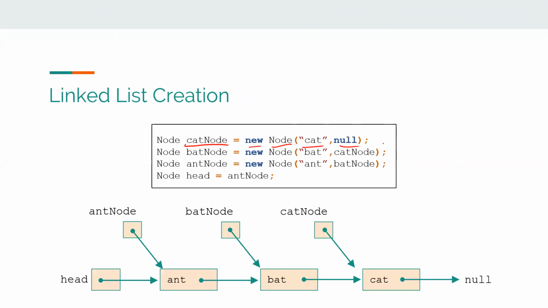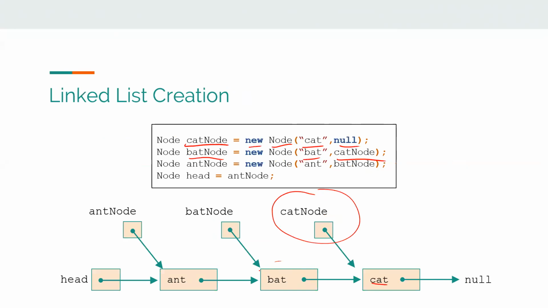And you can sort of visualize this like a reference variable cat node that has a reference to this object, which has this variable value data cat and a reference to null. And then you can make another node called bat node, which has the word bat in it, and it has a reference to the cat node in it. So that reference, we've been drawing these reference variables all the time as arrows. It's sort of like pointers in Java.